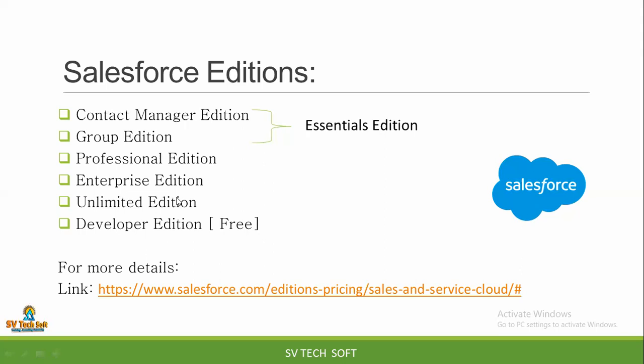Different features. First of all, if we purchase an edition from Salesforce, they will provide a list of features, we have to use them, and then we start working on that. In this world, what types of editions does Salesforce provide? Earlier we had Contact Manager and Group Edition, but these two were clubbed together into only one edition, the Essentials edition. So Salesforce has the Essentials edition, Professional edition, Enterprise edition, Unlimited edition, and Developer edition.